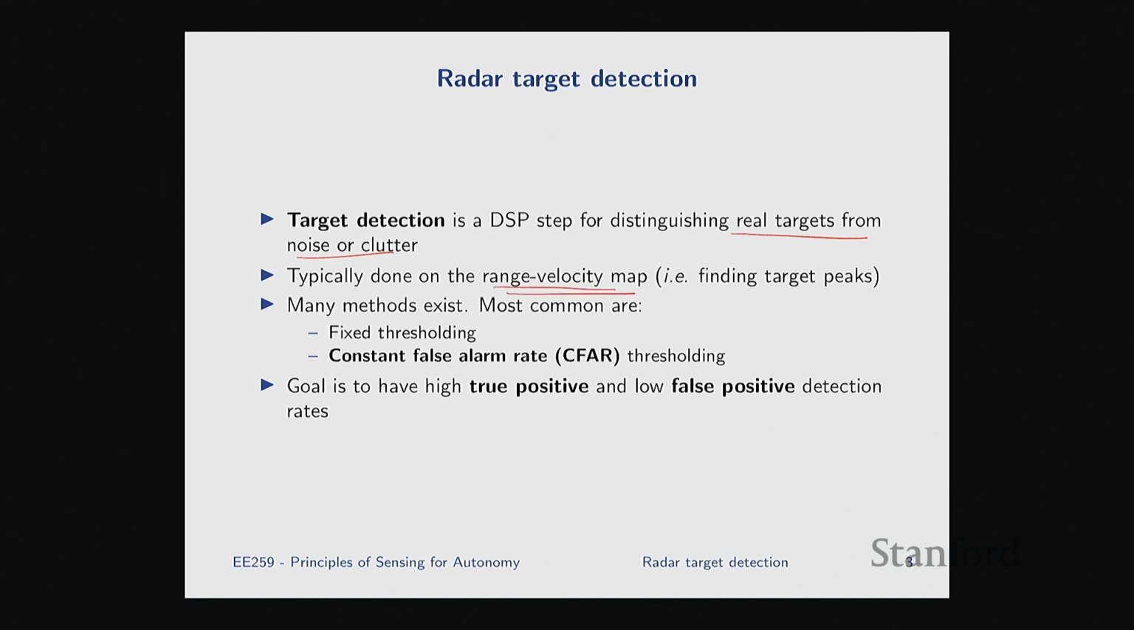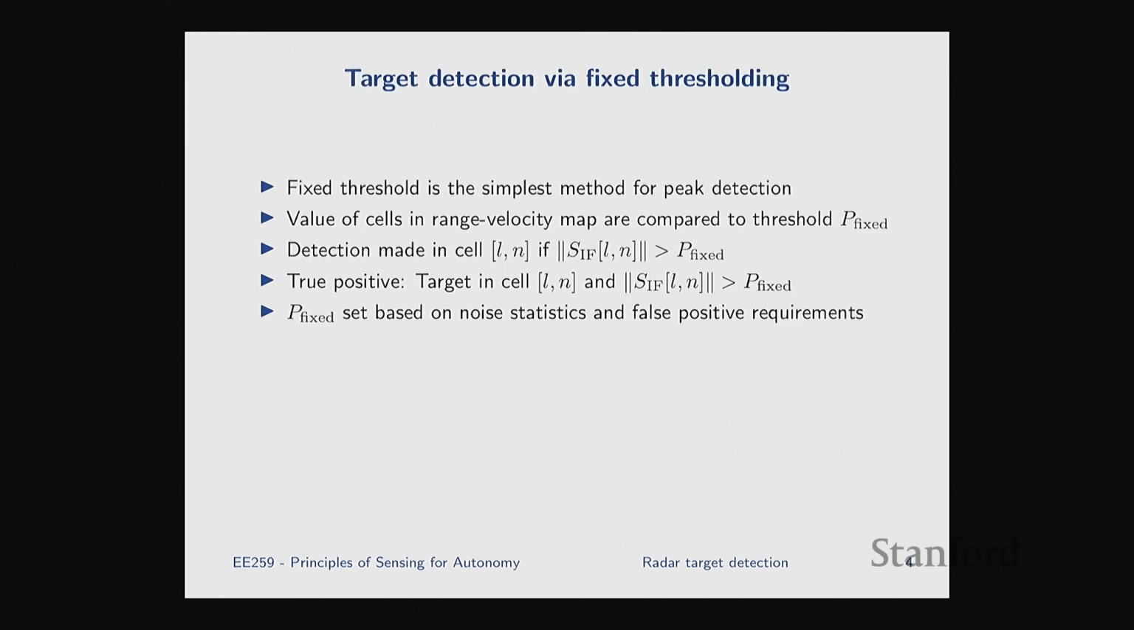In the simplest form, it's going to be some thresholding. There are many different ways of doing it. The simplest one is to apply a fixed global threshold to your range velocity map, and everything above the threshold you declare a target. Everything below the threshold, you declare noise. Or you can do a more fancy type of thresholding. A very common one is called CFAR thresholding, or constant false alarm rate thresholding. The overall goal is to have a high true positive rate and keep your false positives as low as possible.